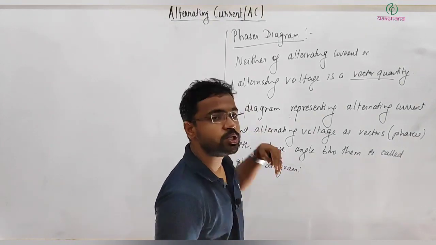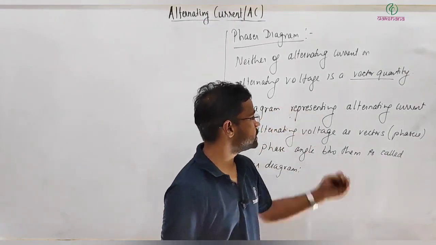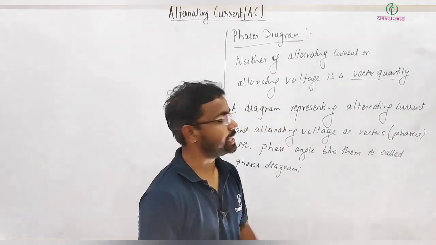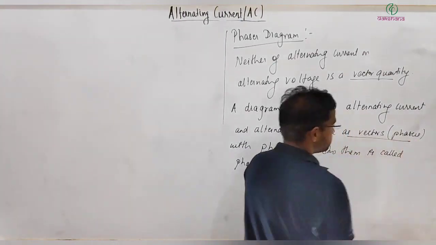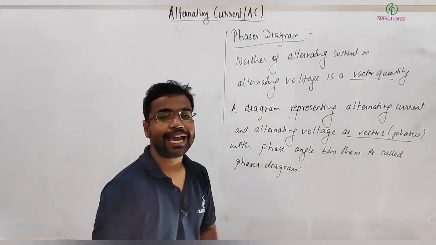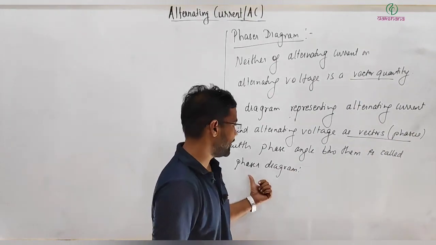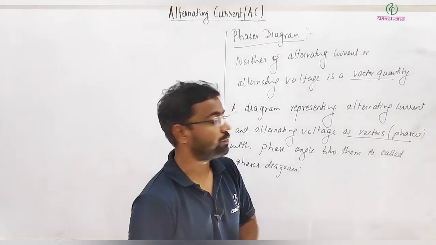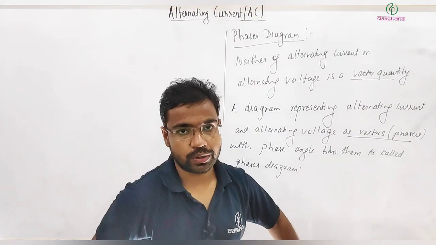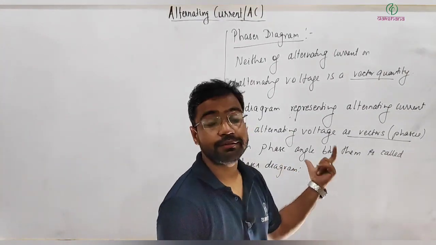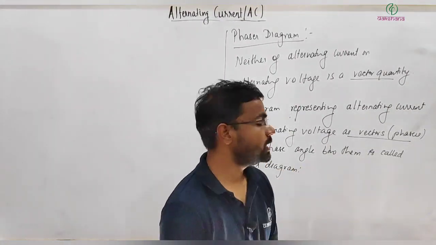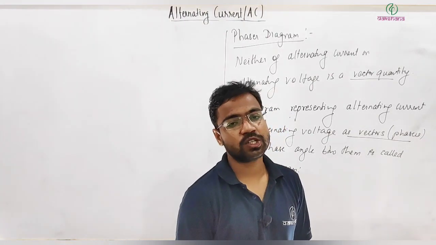So for that purpose we draw a diagram which represents alternating current and voltage as vector. These vectors are called phasor, with phase angle between them, and this is called phasor diagram. So what is the phase angle? I just told, it is just like phase difference basically. So the phase difference is the phase angle between them in the phasor diagram.